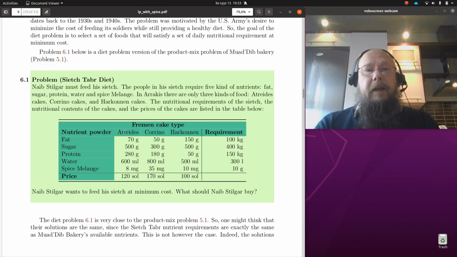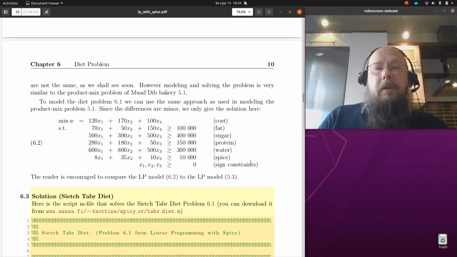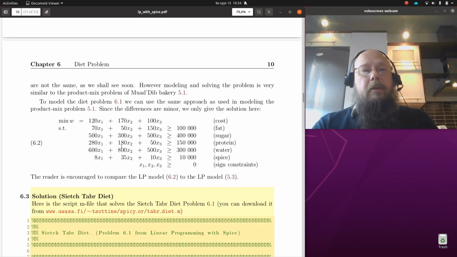So for each Atreides cake, we get 600 milliliters, each Corino 800 milliliters, and each Harkonnen cake 500 milliliters. So then, to represent all these water constraints, let's use the unit milliliter. So we get a water constraint like this: 600 times x1 plus 800 x2 plus 500 x3.